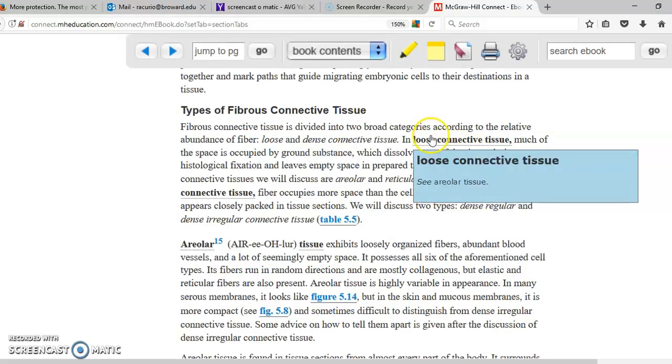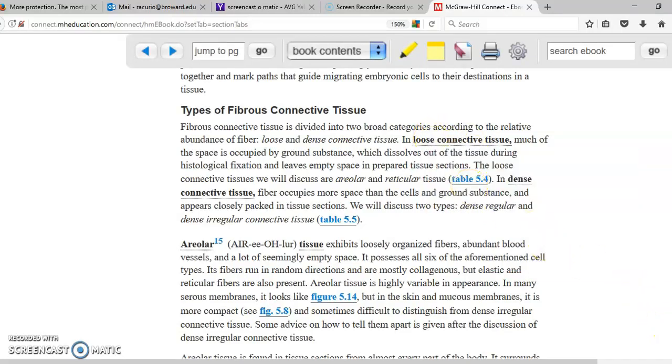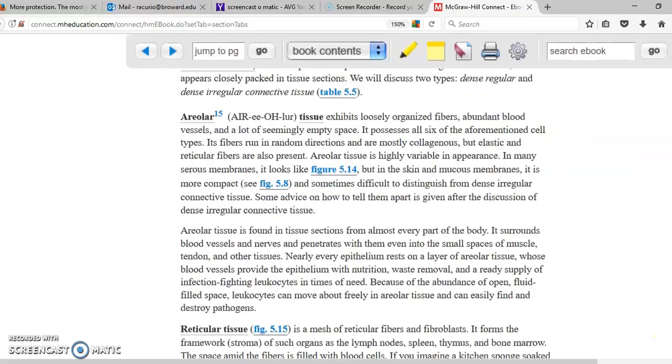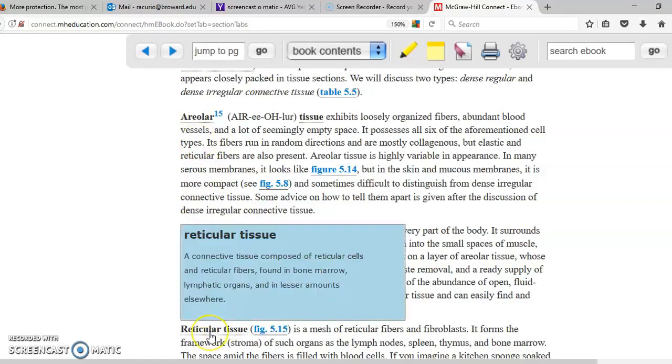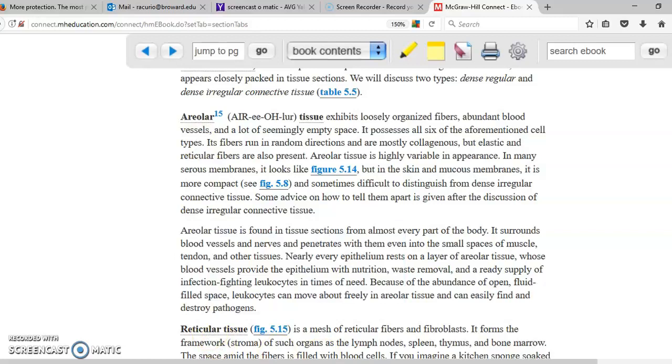Let's talk about the loose connective tissue. There are two main kinds of loose connective tissue. The first one is going to be areolar connective tissue and reticular connective tissue. So what is areolar and what is reticular? Examples of loose connective tissue.